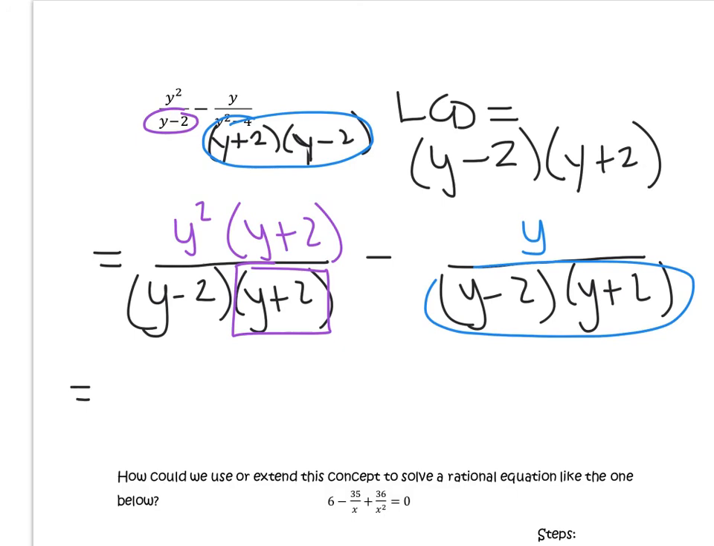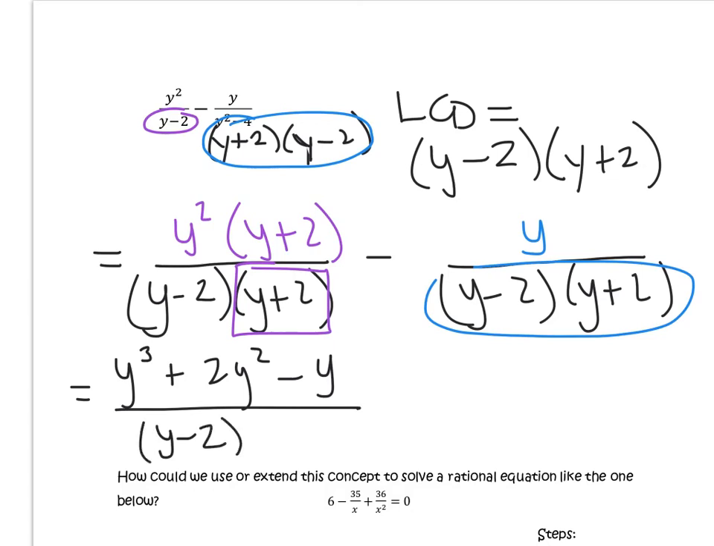So now let's just see what we can do, let's distribute. So we have, let's see, y to the third plus 2y squared. Actually, I think I can do this all in one step. Minus y, because there's nothing to combine, over my common denominator. And there's nothing else to actually simplify for that one, so I'm going to leave it just like that.